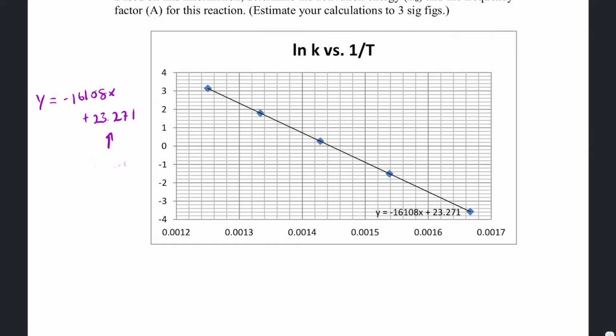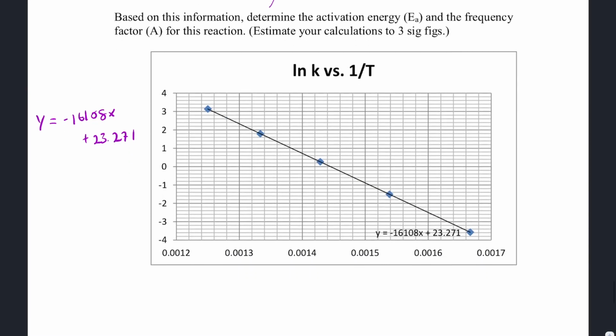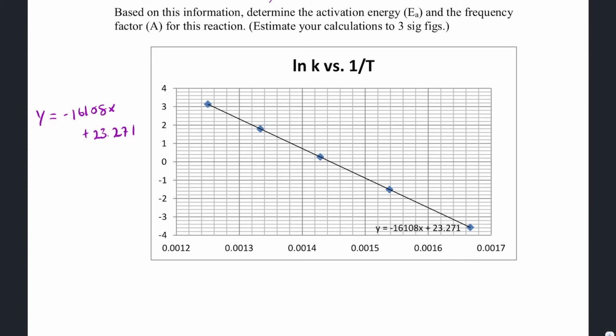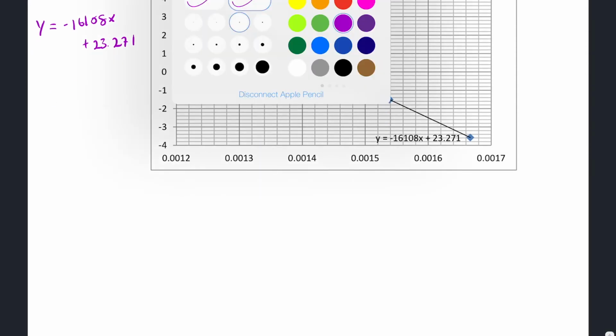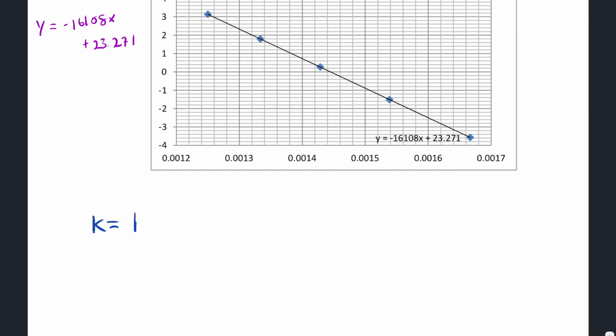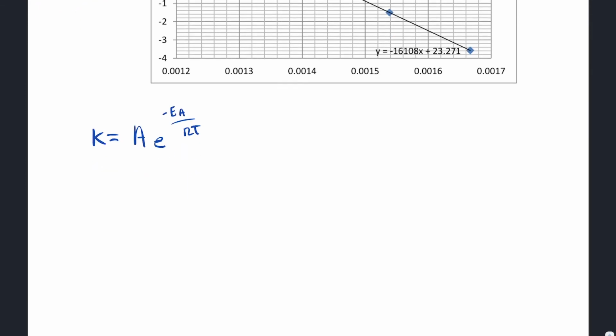Okay. So how do we do this? Well, in order to determine which parts are which, we need to linearize the Arrhenius equation. And before, just to recall, the Arrhenius equation was that k equals the frequency factor A times e to the negative Ea over RT. So we need to take the natural log of both sides to linearize this graph. So that's going to be the natural log of k equals the natural log of A e to the negative Ea over RT.